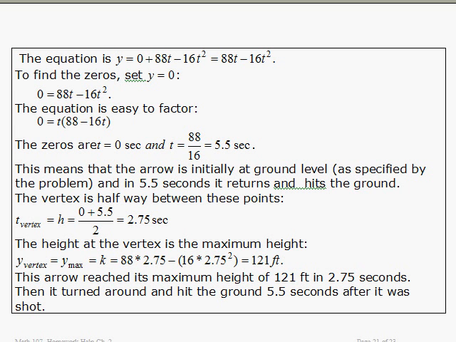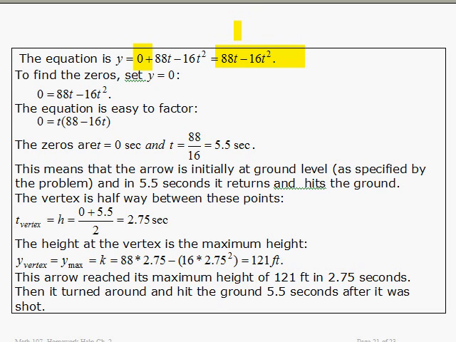So in the homework will be this worked out example. So let's just look at it here. Let's say that your initial velocity was 88. You have a 0 here because your launch height is 0. So this is your equation: y equals 88t minus 16t squared. Put your velocity here, right there, and there you go.